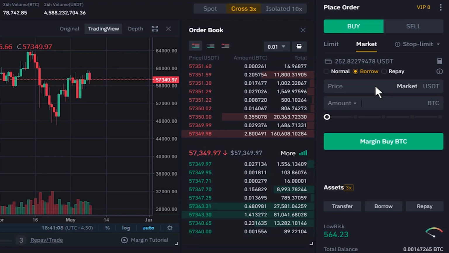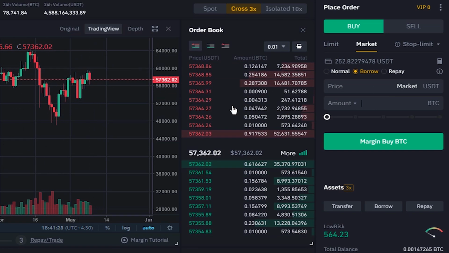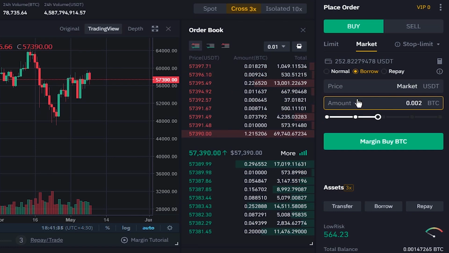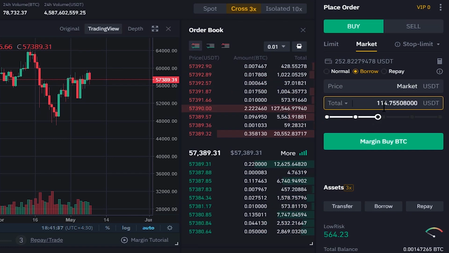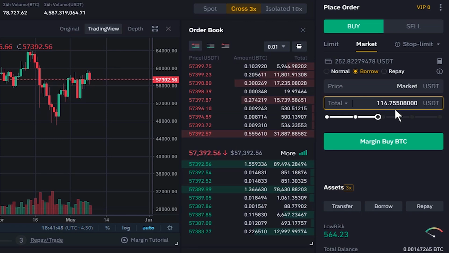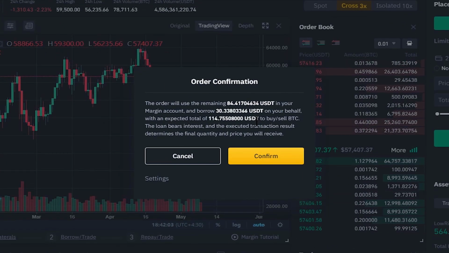Let me show this with an example. Consider we believe that the Bitcoin price is gonna rise. So we want to buy 0.002 Bitcoin, which costs 114 USDT, which is greater than our initial fund. We click on margin buy BTC and it wants us to confirm the order.